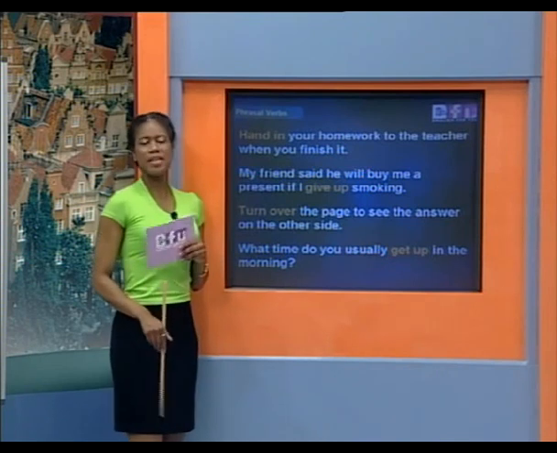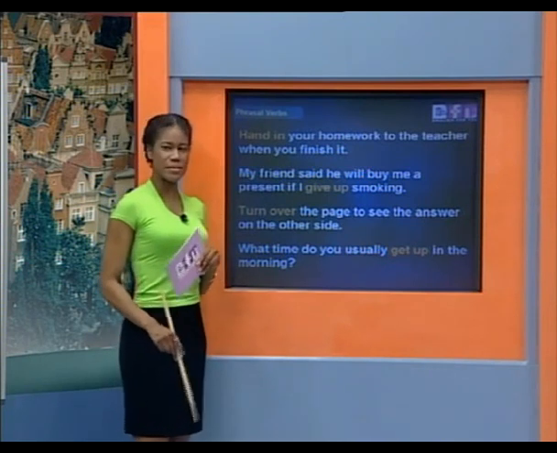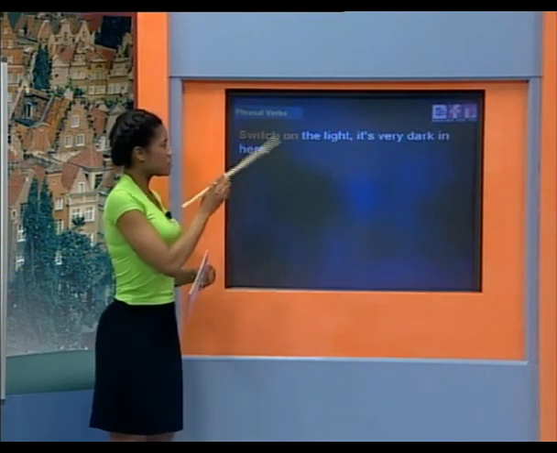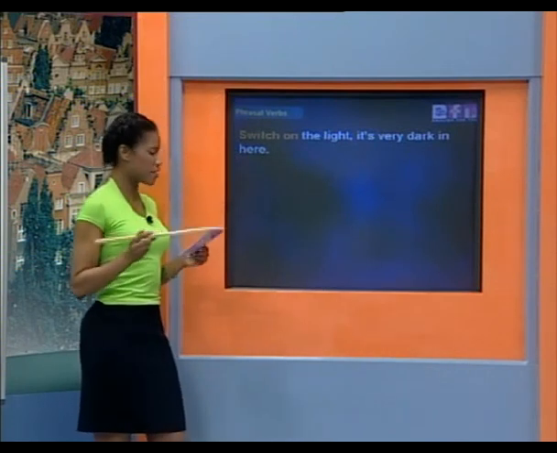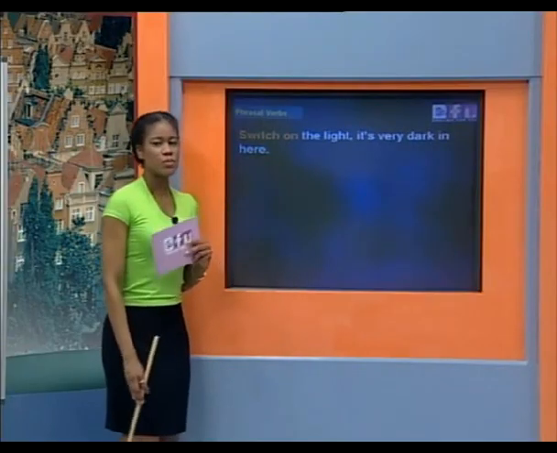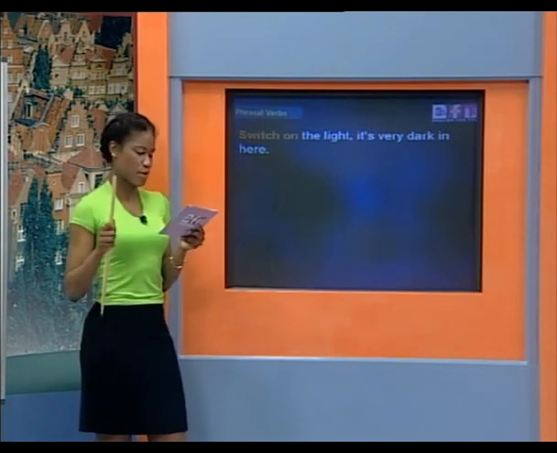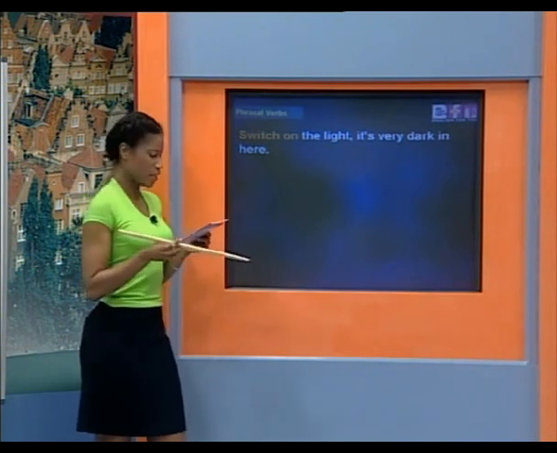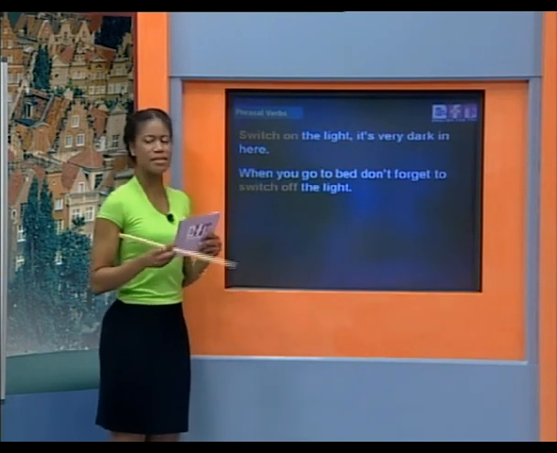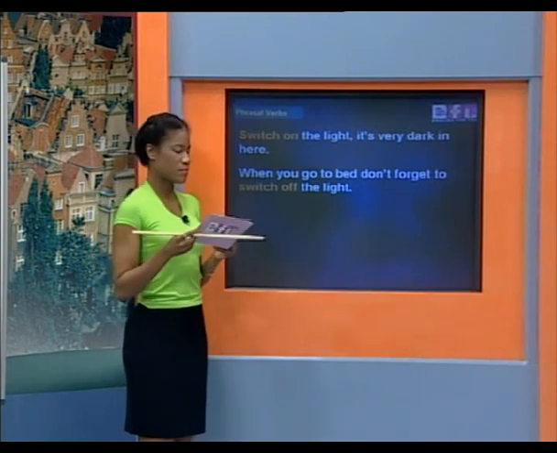Okay, now see if you can guess what the phrasal verb means in each sentence. Sylvia, let's look at the first sentence and you tell me what you think it means. Switch on the light. It's very dark in here. I think switch on means turn the switch so that the light will start. Very good. Yes, we use switch on to talk about starting machines or things that use electricity. We can also say turn on. It means the same as switch on the light.